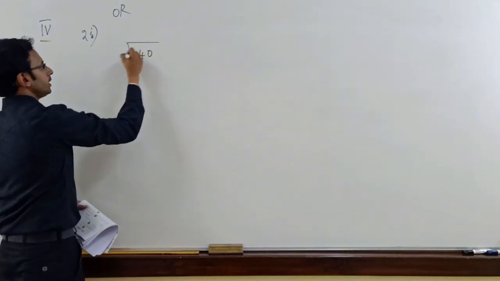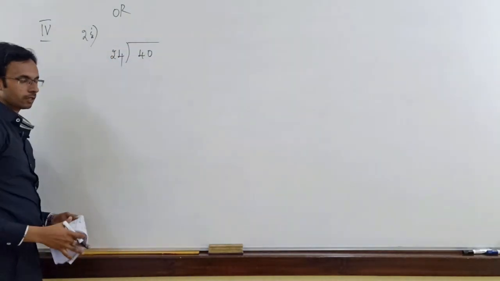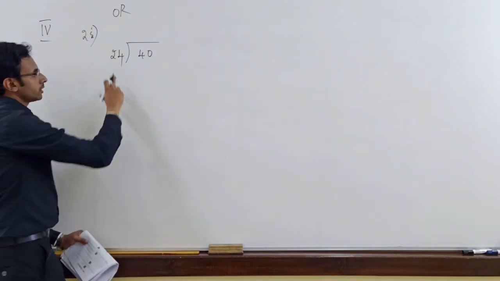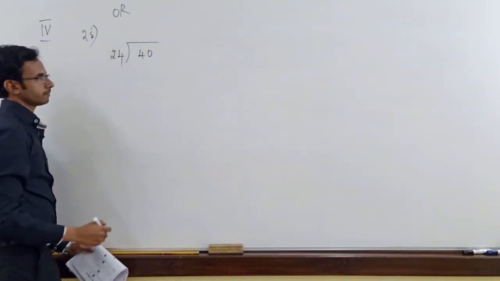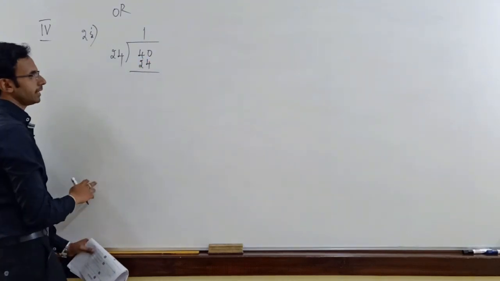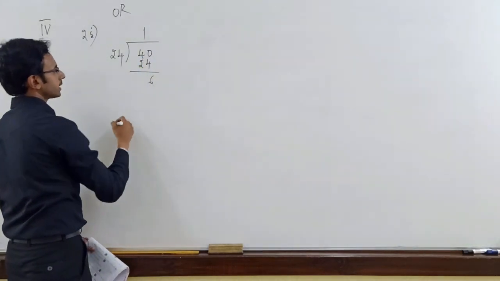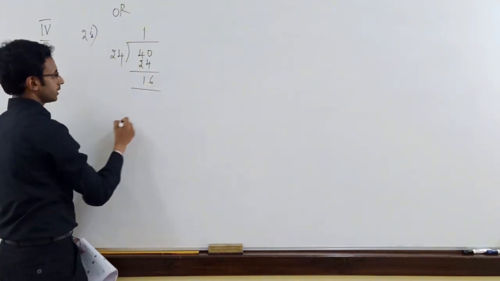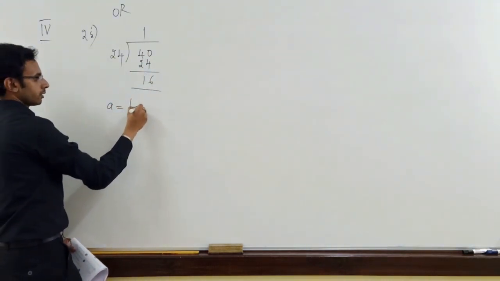They have given 40 and 24. So Euclid's division algorithm says you continue dividing till you get 0. Let us see. 24 ones are 24, because 24 twos will be 48. 10 minus 4 is 6. 3 minus 2 is 1. You get 16.